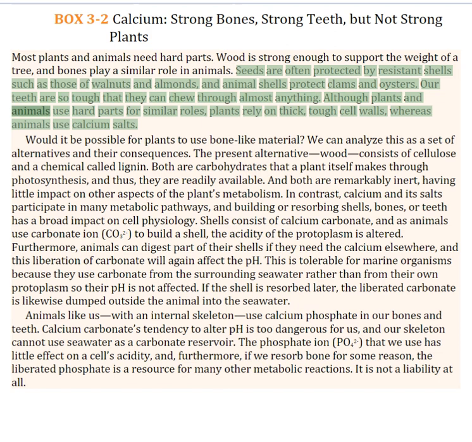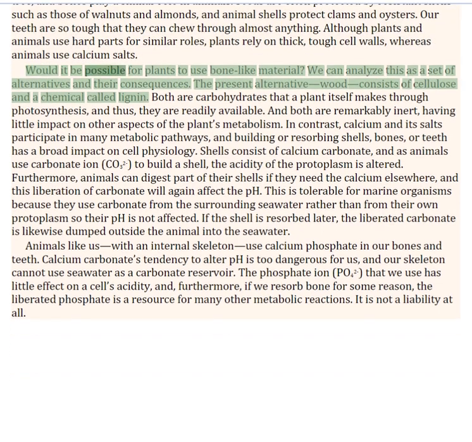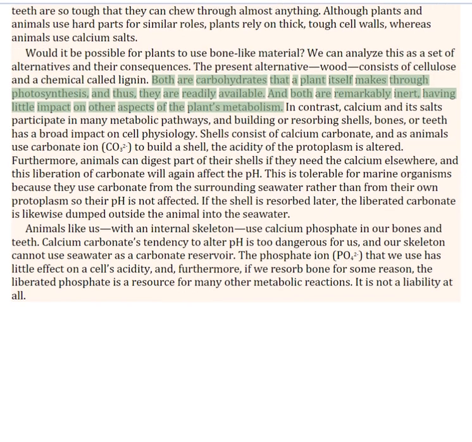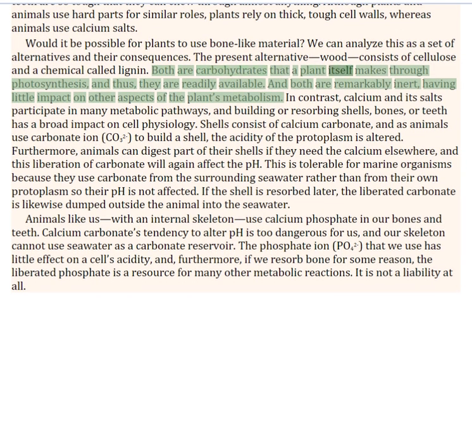Although plants and animals use hard parts for similar roles, plants rely on thick, tough cell walls, whereas animals use calcium salts. Would it be possible for plants to use bone-like material? We can analyze this as a set of alternatives and their consequences. The present alternative, wood, consists of cellulose and a chemical called lignin. Both are carbohydrates that a plant itself makes through photosynthesis, and thus they are readily available.